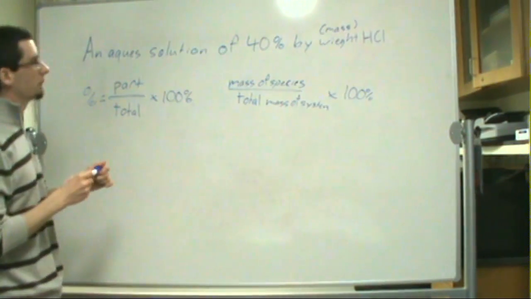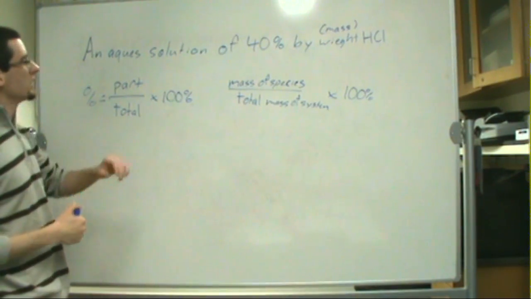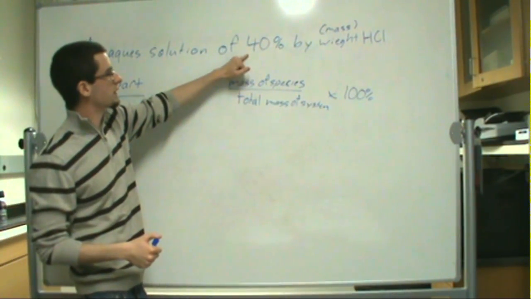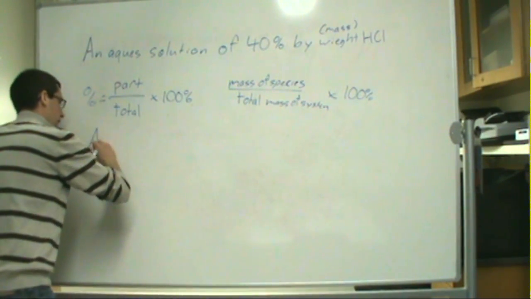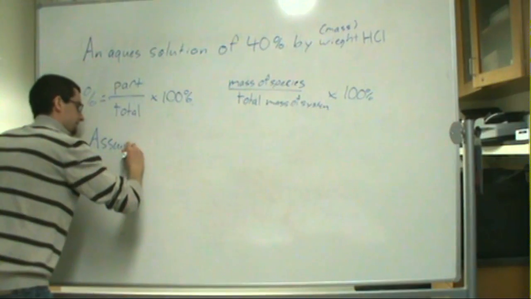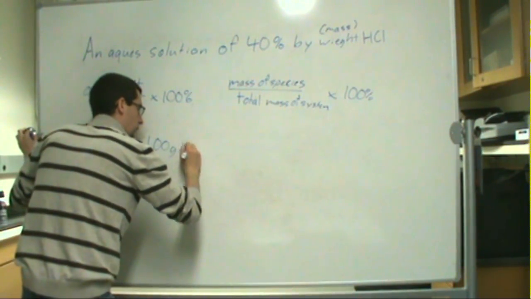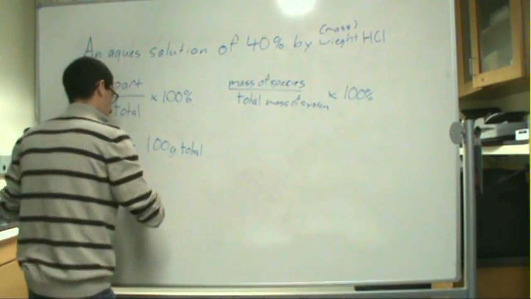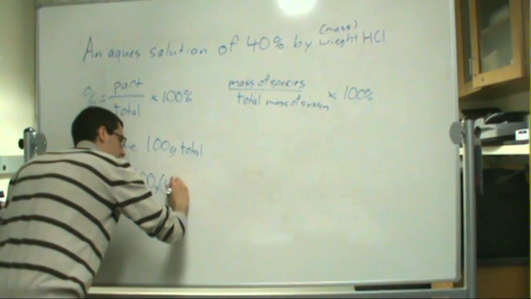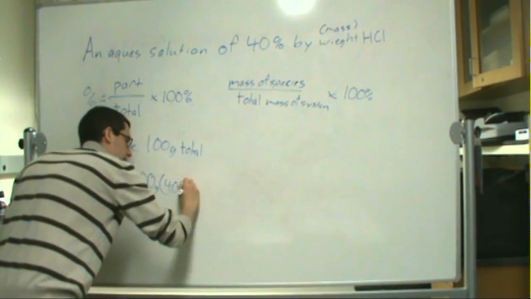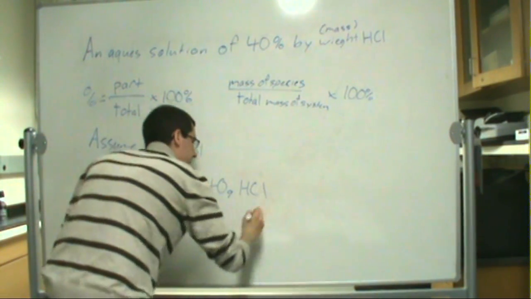So wherever you see a percent by weight, it's always a good idea just to assume you have 100 grams. So we know out of 100 grams, 40 of those grams are going to be HCl. So assume 100 grams total. So 100 grams times 40% would end up just being 40 grams of HCl.